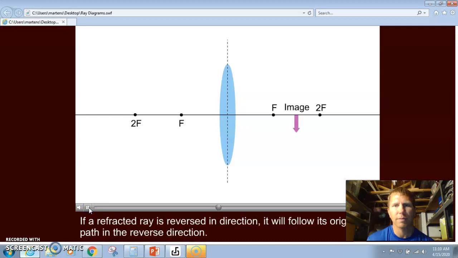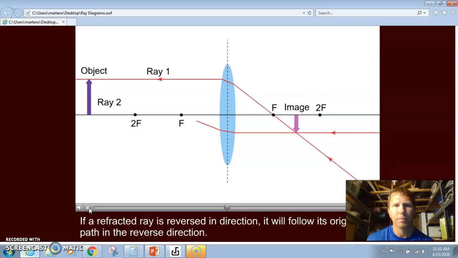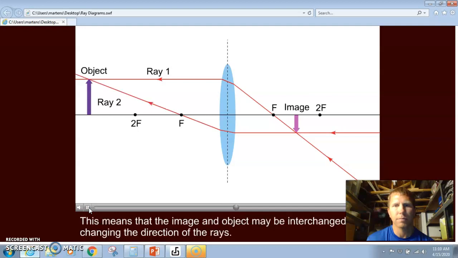If a refracted ray is reversed in direction, it will follow its original path in the reverse direction. This means that the image and object may be interchanged by changing the direction of the rays.